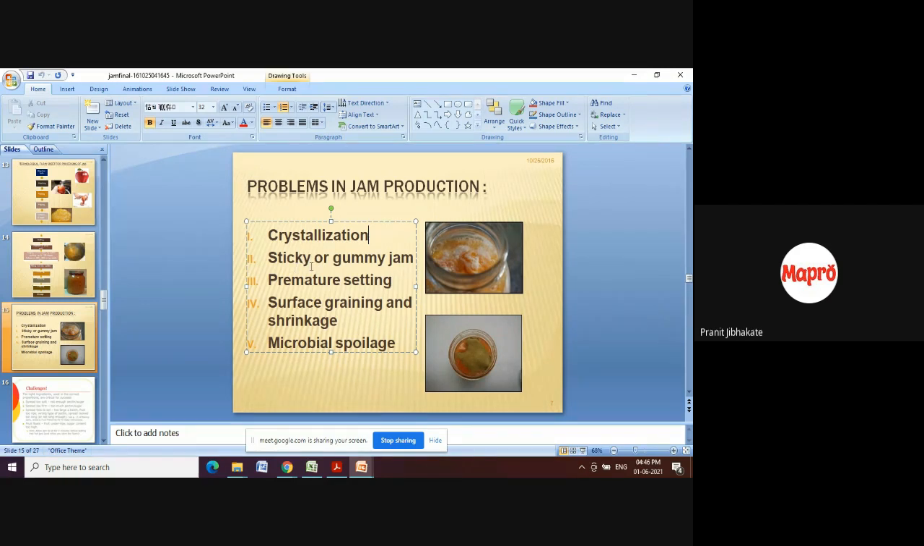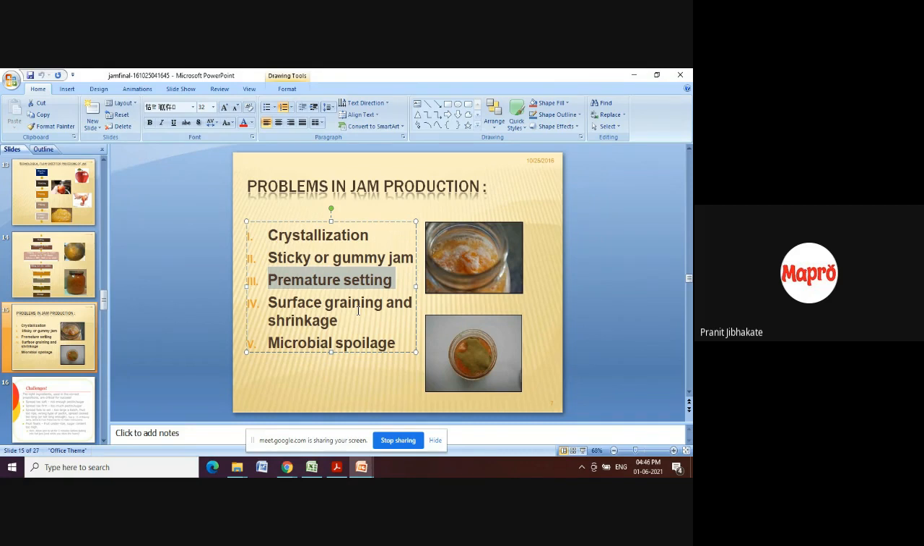Sticky or gummy jam is when the sugar percentage is more and the pulp percentage is less. Premature setting happens when there is more pectin in the jam, and the solution gets cooled early. Surface graining and shrinkage, same as crystallization, means there is more sugar and less pulp.